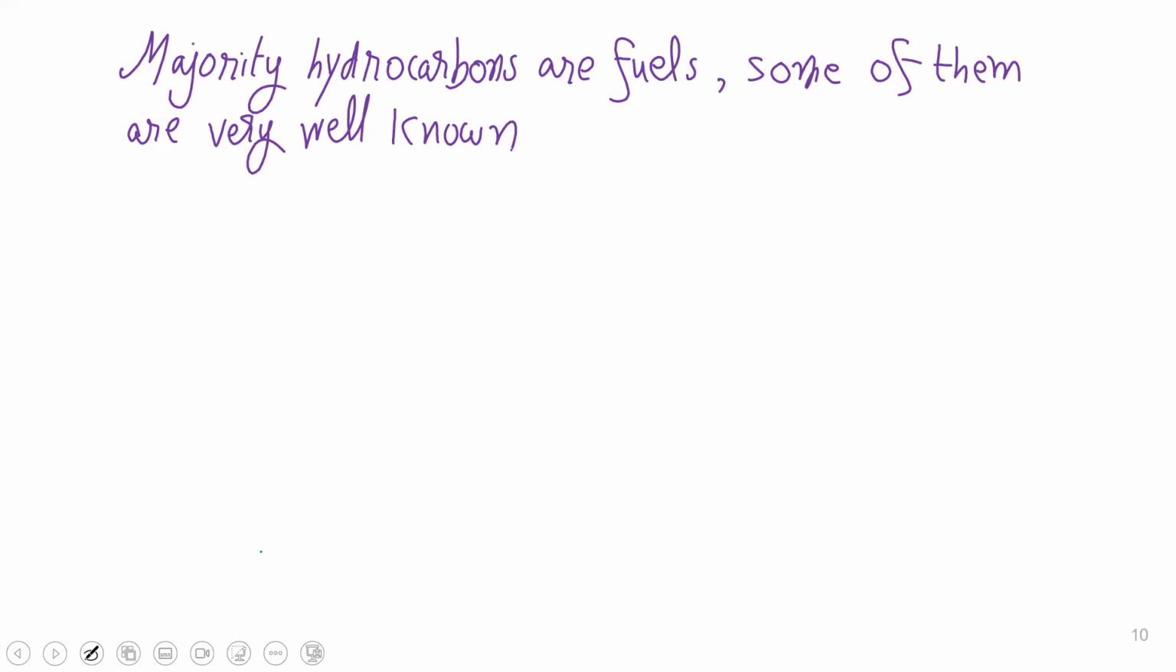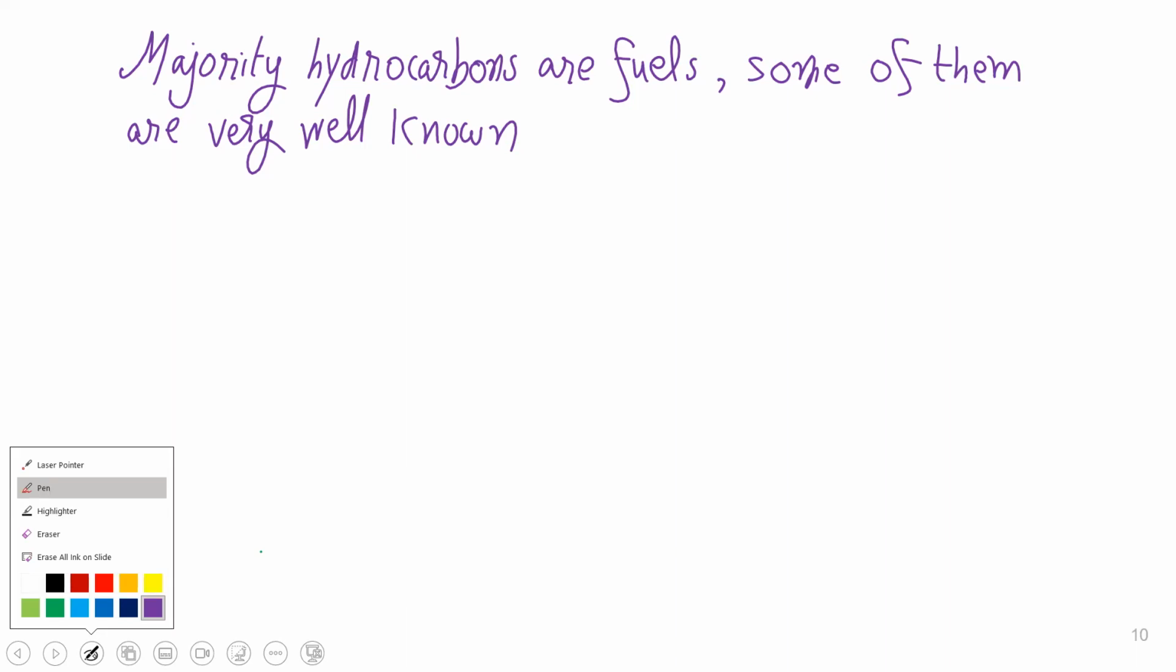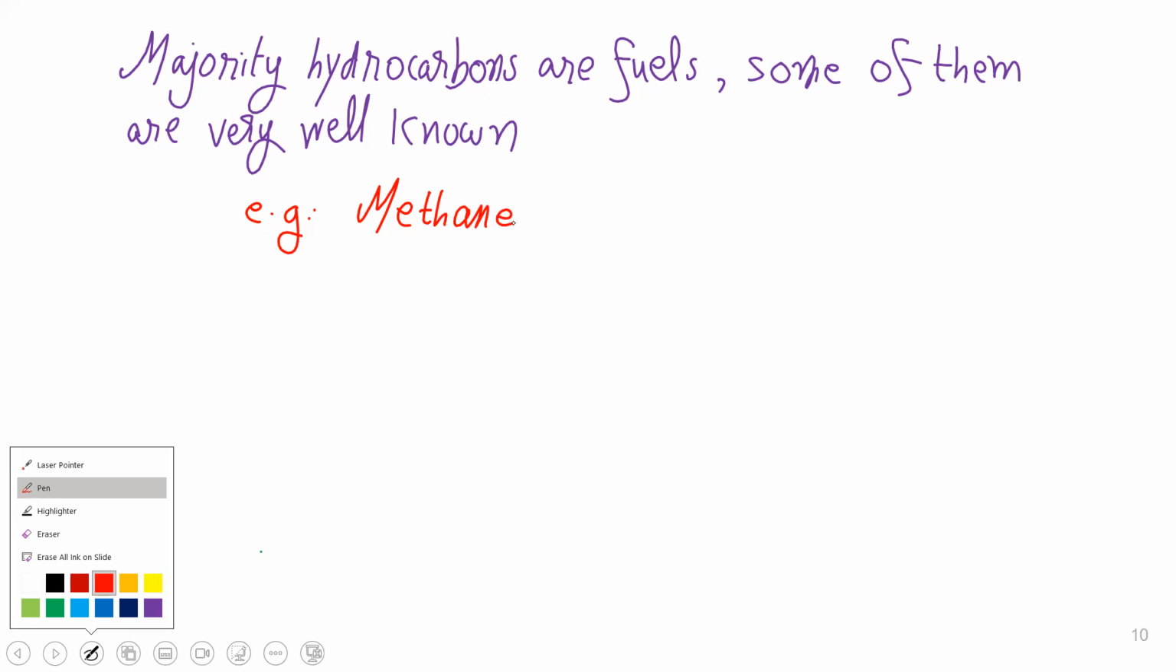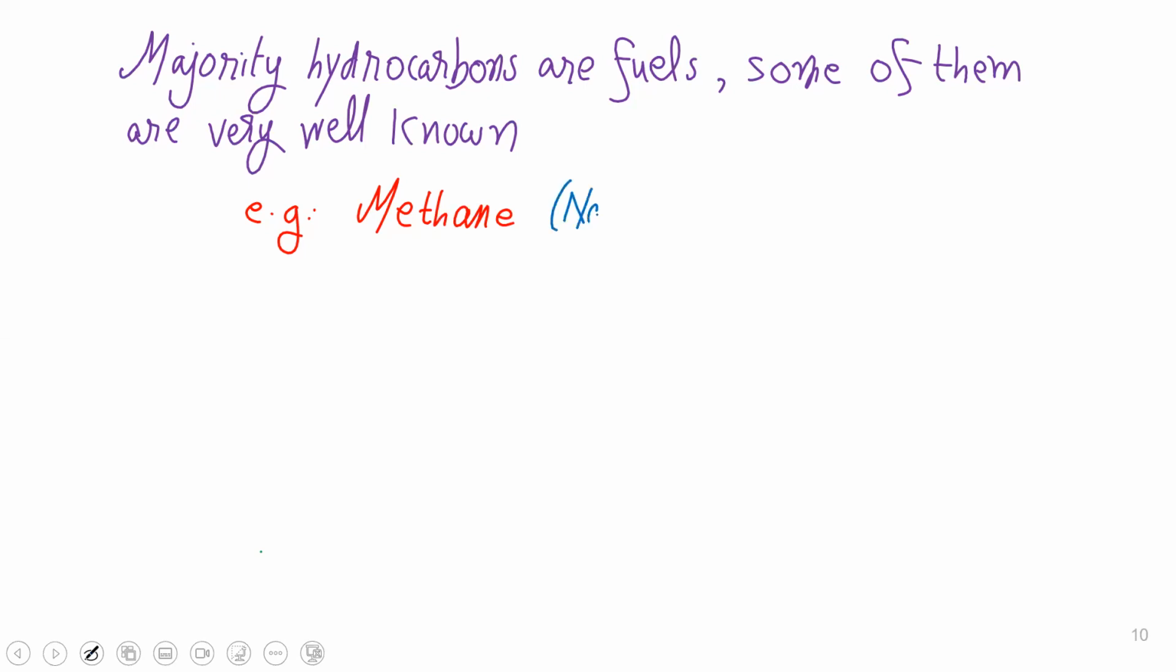So this is our fifth concept. What is the fifth concept? Majority of hydrocarbons are fuel. For example, methane. Methane in our common life is called a very big source of natural gas. Also, we call petrol, diesel, gasoline, high octane, they all are hydrocarbons. So we made our five concepts.